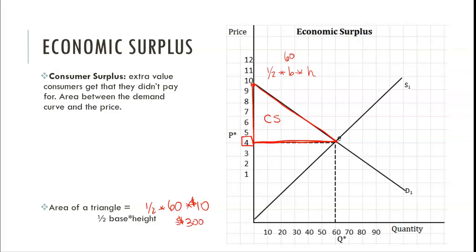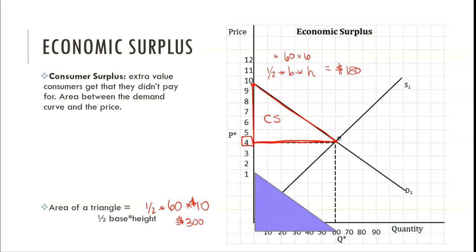The height of our triangle is going from 4, because that is the bottom here, where the price our customers are paying, all the way up to 10. So the height of our triangle is actually 6. So in this case, we're going to get 1/2 times 60 times 6. That is going to give us a consumer surplus of $180.